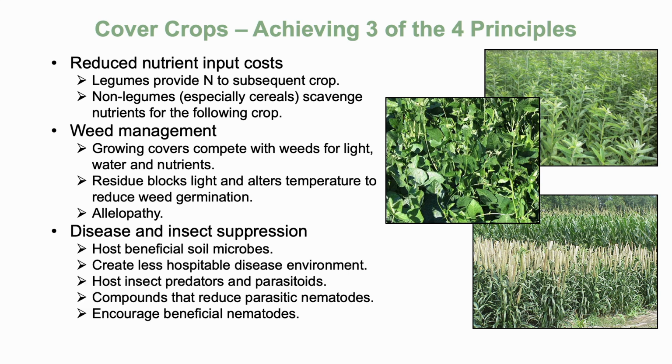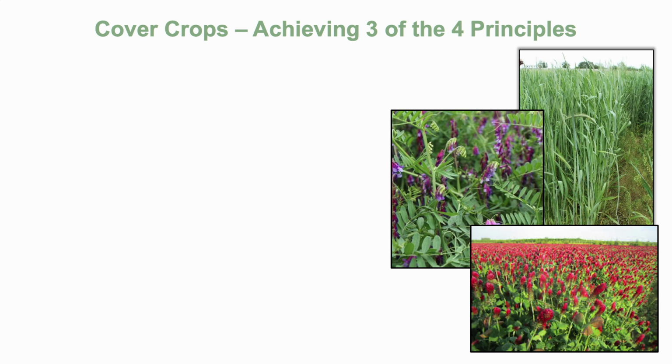Disease and insect suppression as a result. So, host beneficial soil microbes. So we can recruit microbes that are beneficial to our crop plants, create a less hospitable disease environment, host insect predators and parasitoids, and produce compounds that reduce parasitic nematodes while at the same time encouraging beneficial nematodes. Not all nematodes are our enemies, and you probably already knew that.